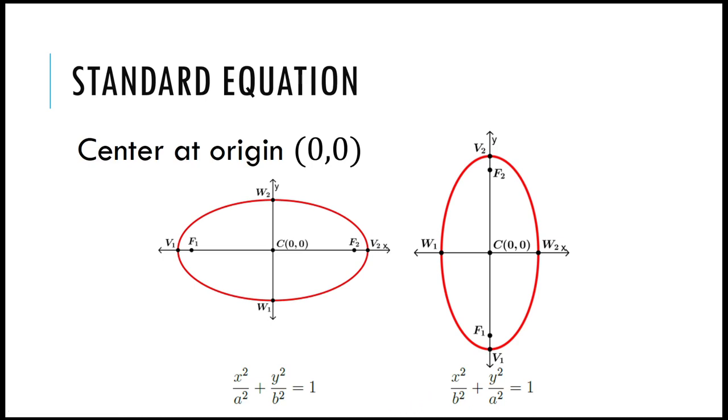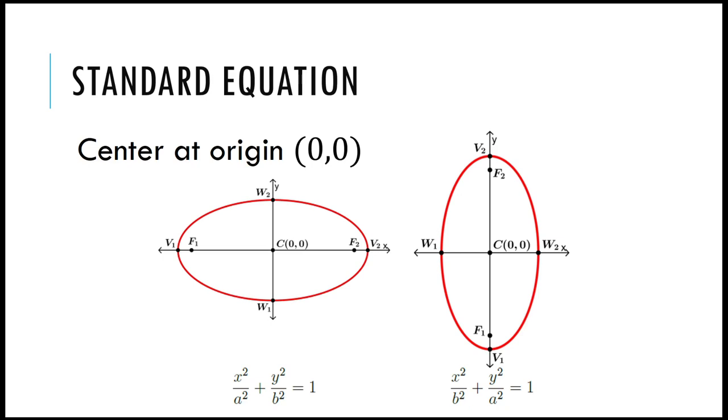But, in conclusion, yung magiging standard equation ng ating ellipse centered at the origin (0, 0) would be like this: x squared over a squared plus y squared over b squared equals 1, and x squared over b squared plus y squared over a squared equals 1 kapag patayo naman. So, dalawa yung magiging case natin. Kung sa parabola, pwede siyang open to the right or pwedeng open to the left. Dito naman, pwedeng horizontal yung major axis. Pwede rin namang vertical yung major axis.